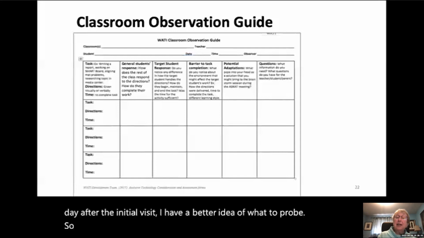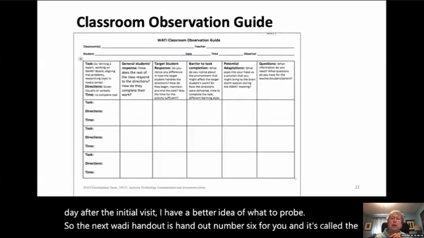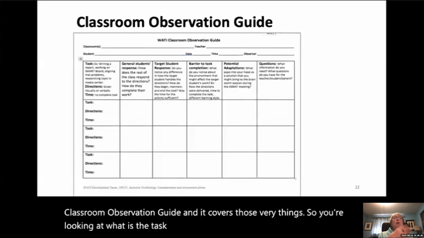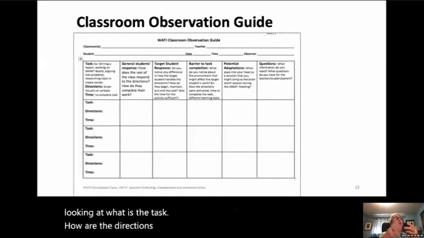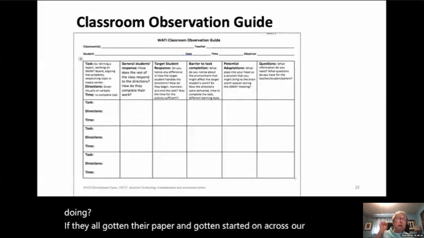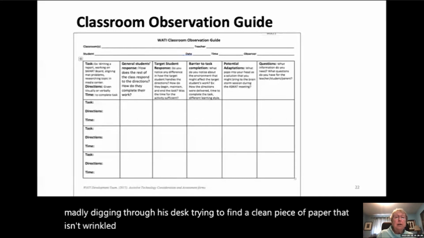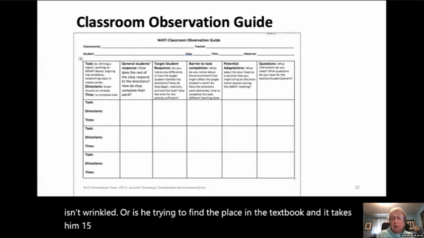So the next WADI handout is handout number 6 for you, and it's called the Classroom Observation Guide, and it covers those very things. So you're looking at what is the task, how are the directions given, first of all, and what are the other students doing? Have they all gotten their paper and gotten started on it while our student is madly digging through his desk trying to find a clean piece of paper that isn't wrinkled, or is he trying to find the place in the textbook and it takes him 15 minutes of time that other students have actually gotten the task done?